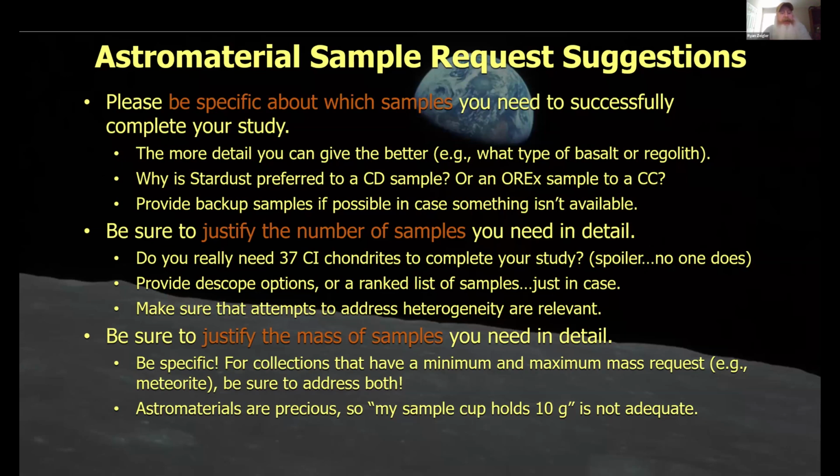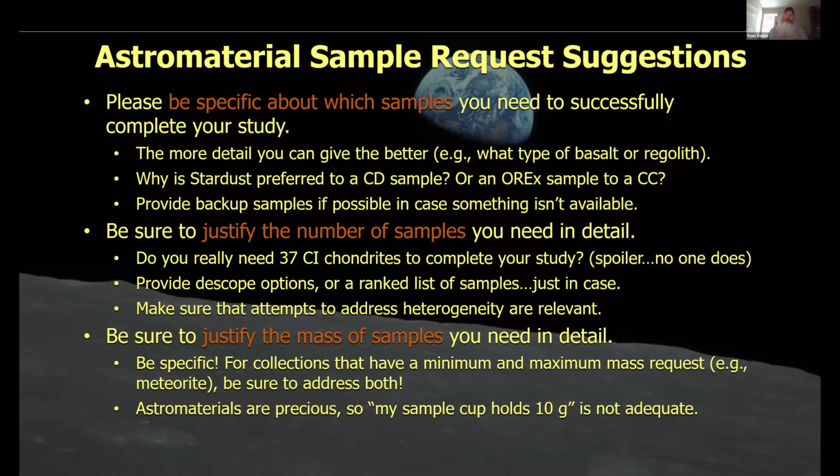And then for certain collections like meteorites, where you have a minimum and a maximum mass that you put into the request, you have to demonstrate for both. The minimum means I get to run 1 replicate, say, and the maximum means I get to run 5 replicates. You're not done. What is the difference in data quality between 1 or 3 replicates that you might run with the minimum versus the maximum? Is it a 1% improvement in the data? Is it 10%? Is it 50%?